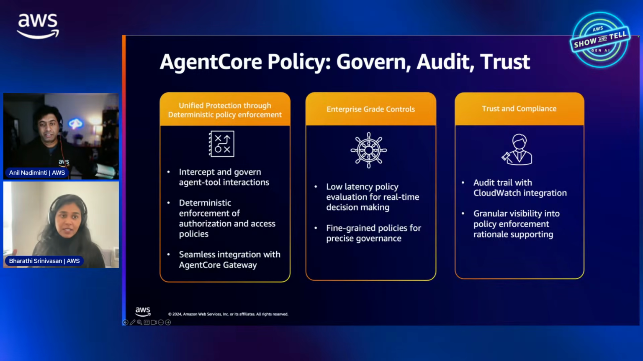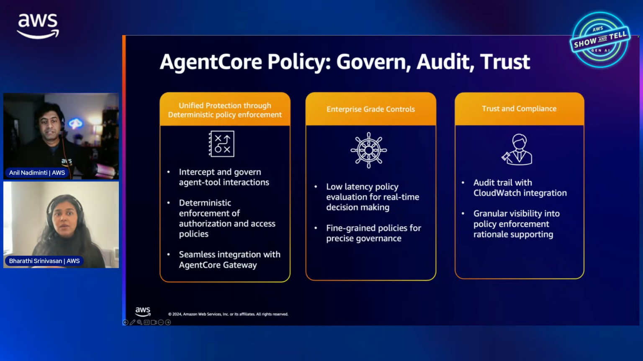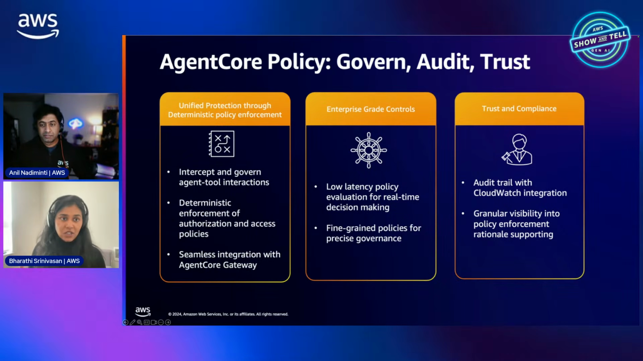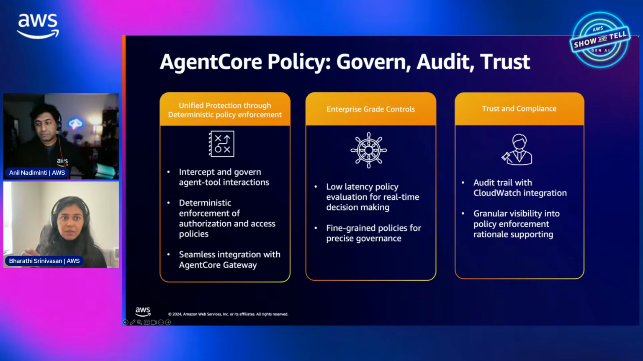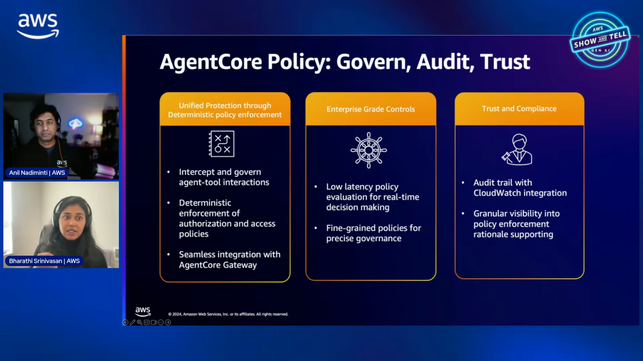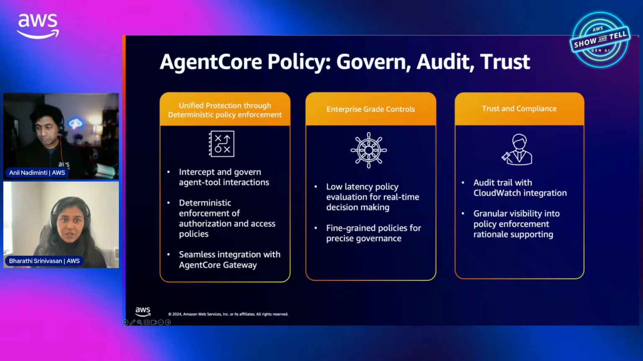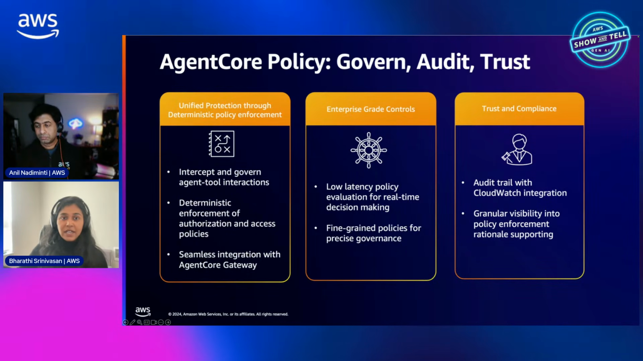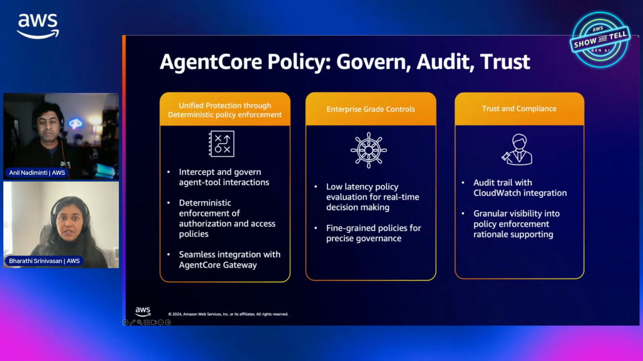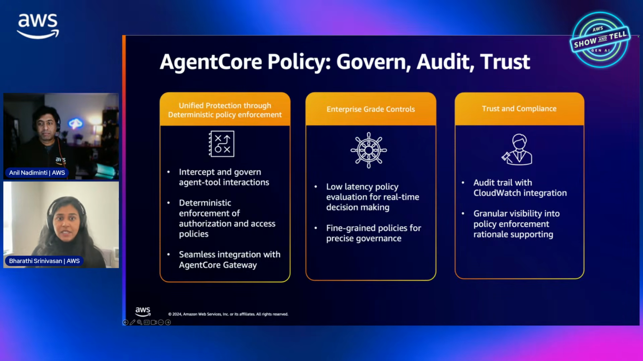We have policy in Amazon Bedrock AgentCore. It's going to help you govern, audit, and trust your agents. It's actively intercepting all the traffic flowing into AgentCore Gateway and governing it through the deterministic policies that you're creating. It also has very low latency policy evaluation for real-time decision making. We also saw how it's deeply integrated with CloudWatch, giving you a complete audit trail and visibility into what your agent is doing at runtime.